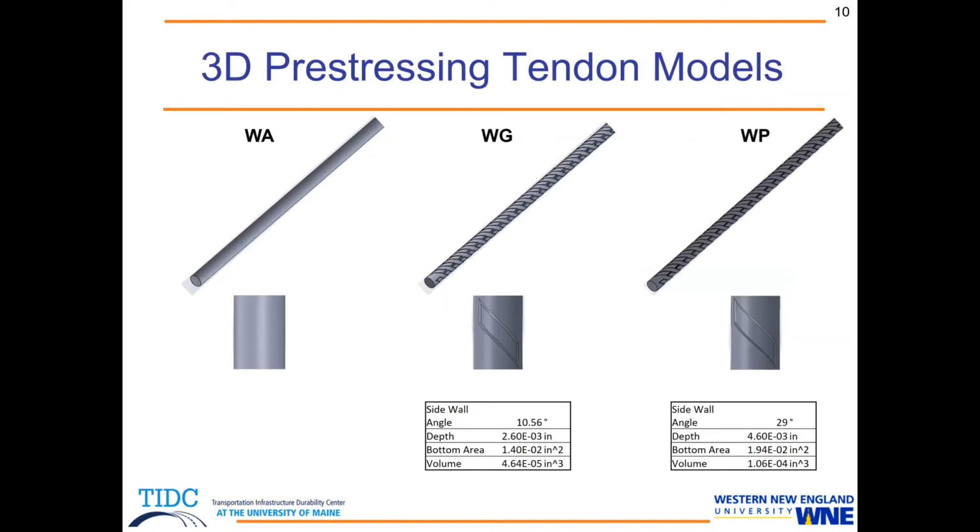So what I try to do is try to model all the indentation details in full 3D. So we prepare the 3 wires. WA is a smooth wire. WG is the chevron pattern with the shallow indentation. WP is the chevron pattern, same pattern, but the deeper indentations. So on the bottom of the table, you can see the geometrical parameters of the each indentation, WG and WP.